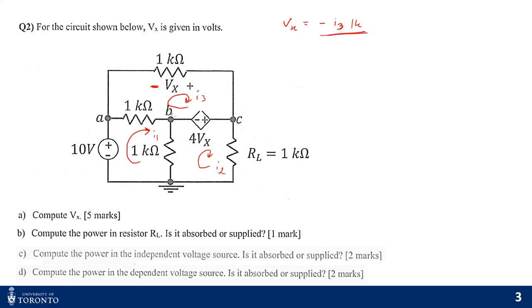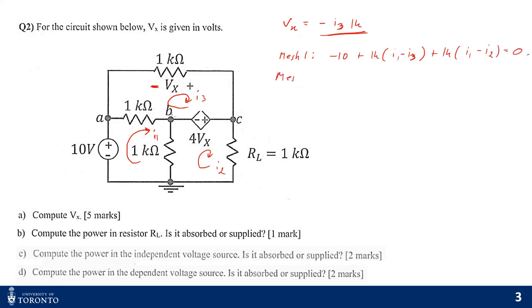So let's do mesh 1, that is loop 1, for I1. When I'm assuming mesh 1, I'm assuming my mesh current I1 is greater than all the other currents. So what will be my equation? It's going to be minus 10 plus 1K times (I1 minus I3) plus 1K times (I1 minus I2) is equal to 0.